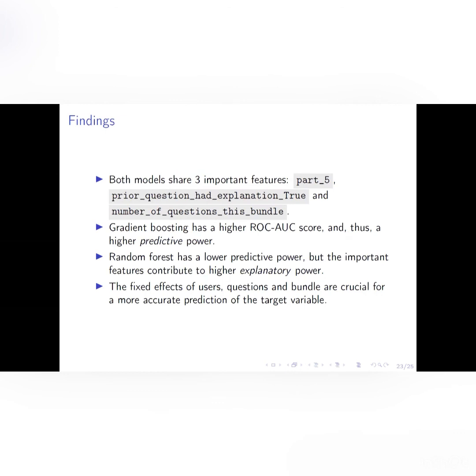Both models agree that part 5, seeing the explanation of the previous question, and the number of questions in the current bundle are important in predicting the answer correctness. The gradient boosting has a higher ROC-AUC value, which implies the model's higher predictive power. The random forest performs worse in terms of prediction, but the feature importance table contributes to the explanatory power of the results.